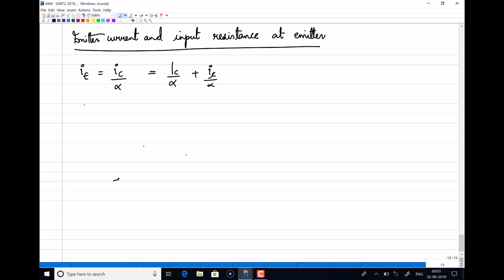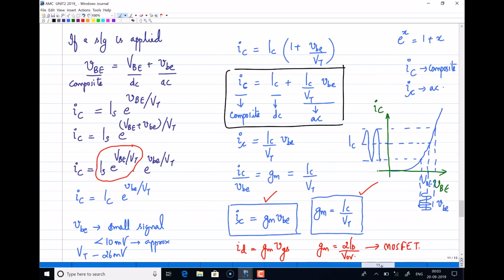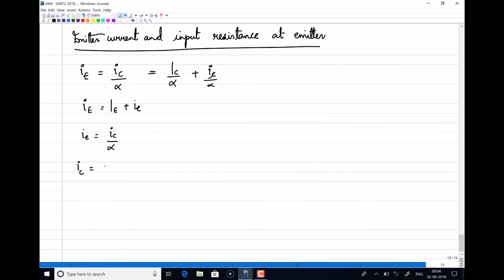So this IE can be written as DC emitter current plus small signal emitter current. I know that small signal emitter current is small signal collector current divided by alpha. And what is the small signal collector current? That we have written here also. Small signal collector current is IC by VT into VBE.